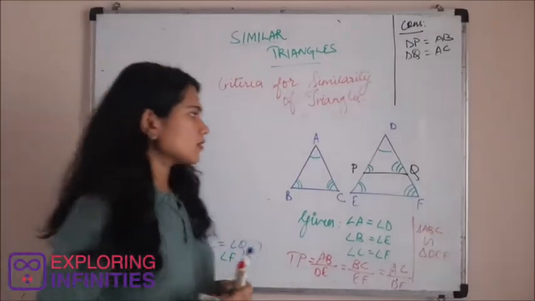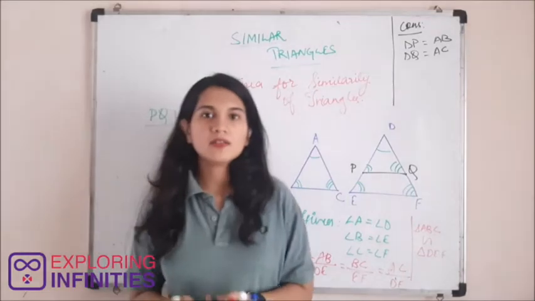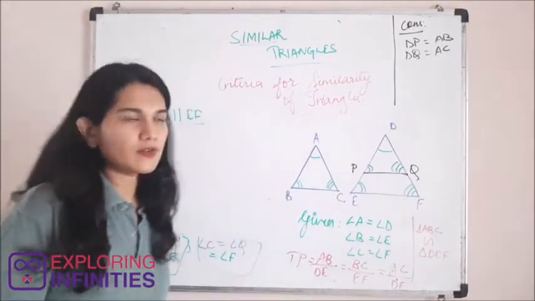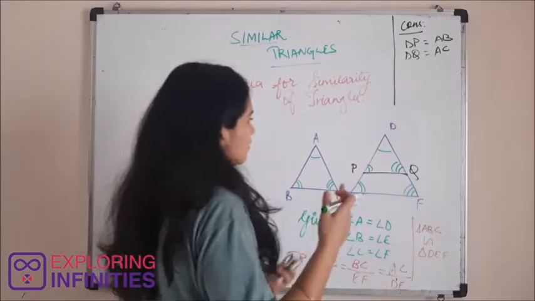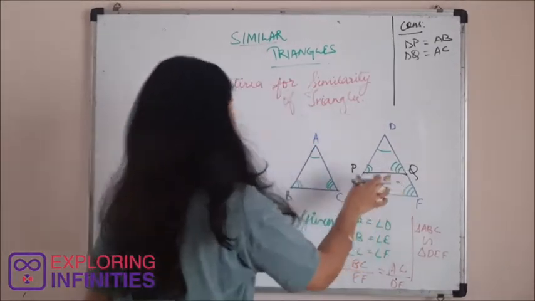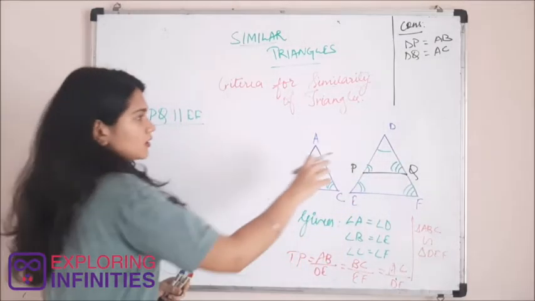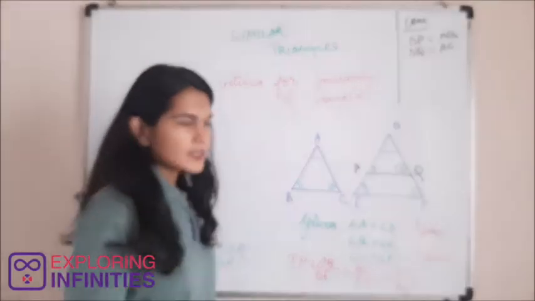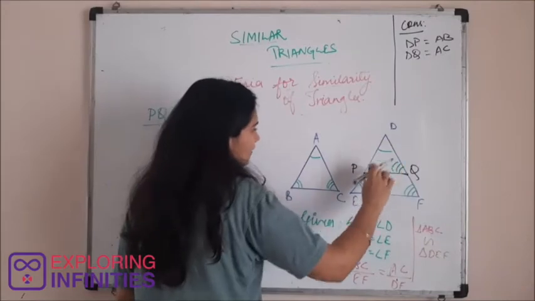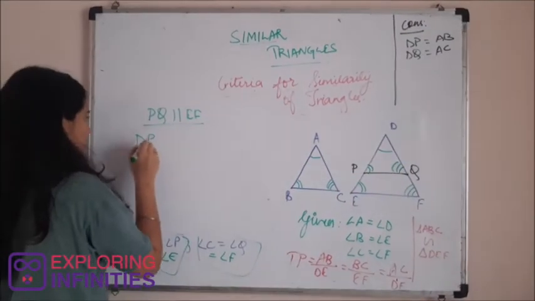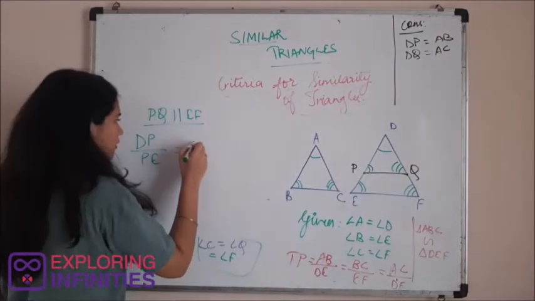Now what can we say by this? What can we state by this? If you remember, in the last couple of lectures or videos, we discussed the basic proportionality theorem, which said that if you have a line parallel to the third side, then the ratio in which the line divides the other two sides is the same. So as per the basic proportionality theorem, we can say that DP divided by PE is equal to DQ divided by QF.